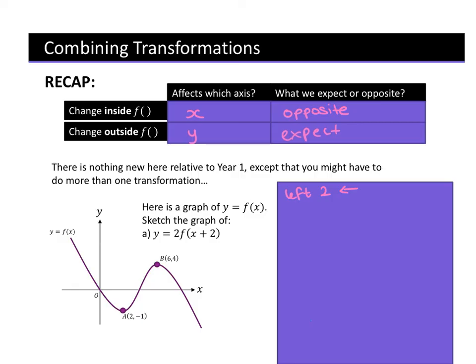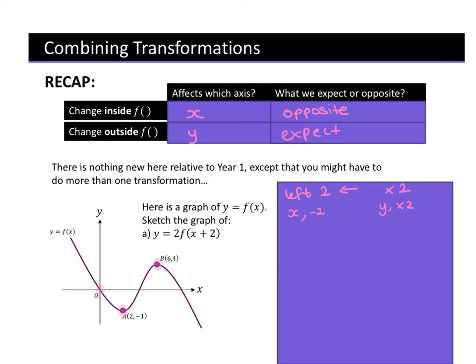And then it's two lots of the function, it's outside the bracket, so we're going to multiply all the y coordinates by 2. So my x coordinates, I'm going to take away 2 from all of them, and my y coordinates, I'm going to multiply them all by 2. So here we go. When I look at this graph, I think to myself, here is a point of intersection. They've given us this point, they've given us this point. So these are the points that I'm going to focus on.